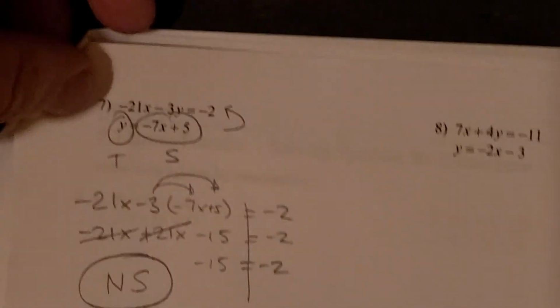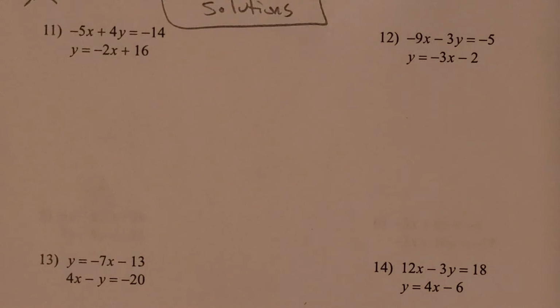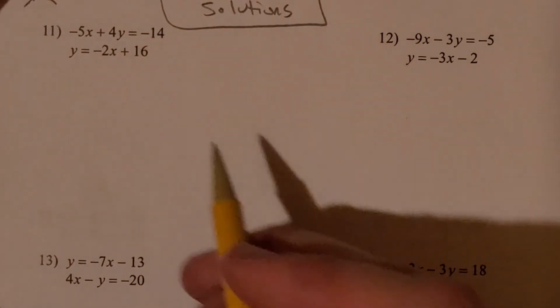Okay, so you've seen the two special cases, infinite amount of solutions and no solutions. Spoiler alert, the last two actually get answers. They are not special cases. So we'll finish up these last two by following those 3 steps, and then we'll be good.